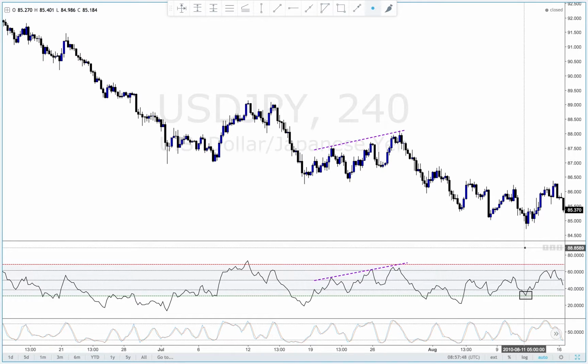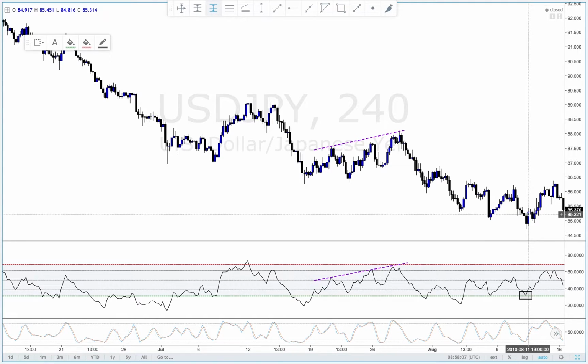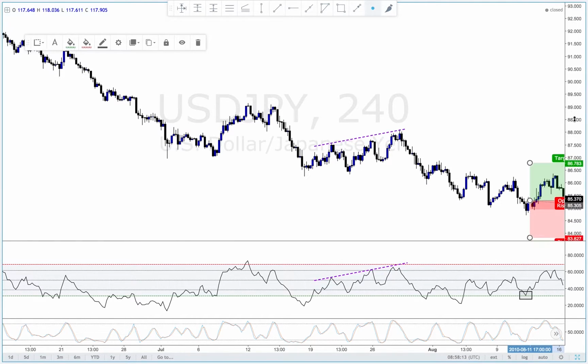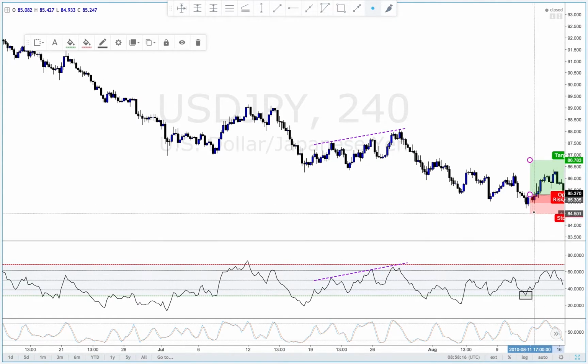Okay, so RSI tests that line, rises, closes up. That's the entry. RSI closes up. That's our entry on the close of that candle. So we enter here. Now stop. I like to go 10 pips below the low. 708, 84, 708. So what's that? 84. That's good right there.